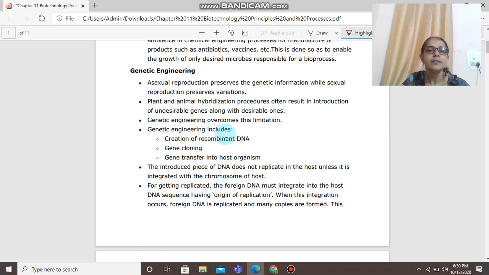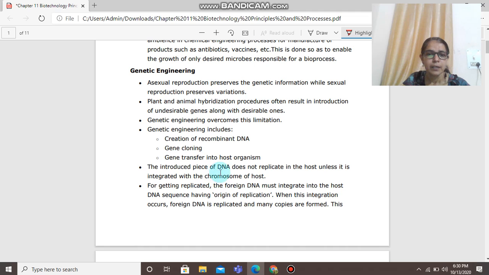Now this genetic engineering includes three major steps, as you can see on the screen. First one is the creation of recombinant DNA. Recombinant DNA is the DNA which is formed by combining two DNAs. Second is gene cloning, that is the multiplication of that DNA. Third one is the gene transfer into the host organism. In the third step, the gene will be transferred into the host organism. So these three steps are the basics in the process of genetic engineering.